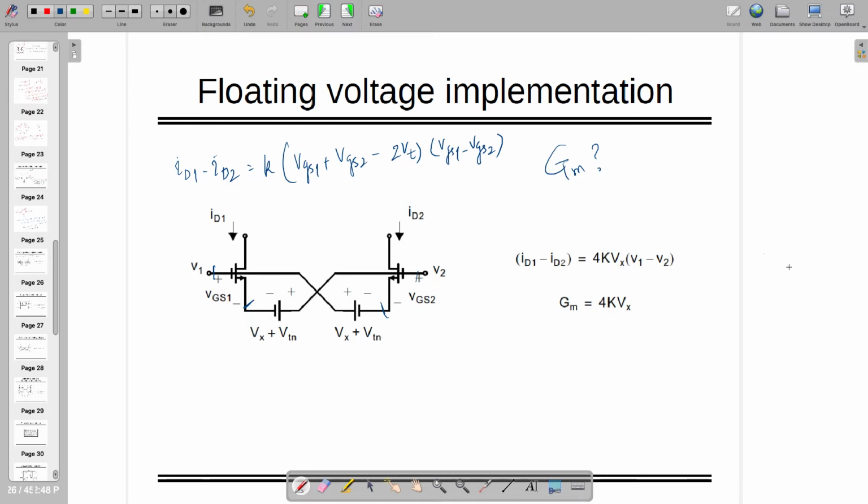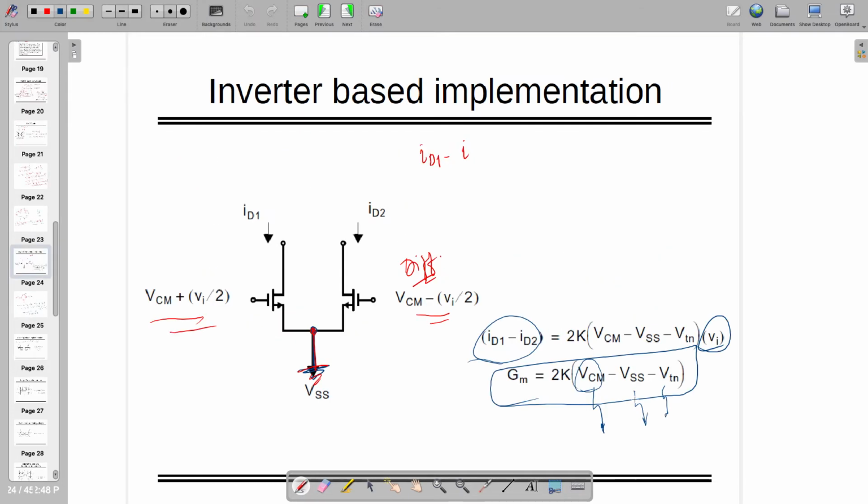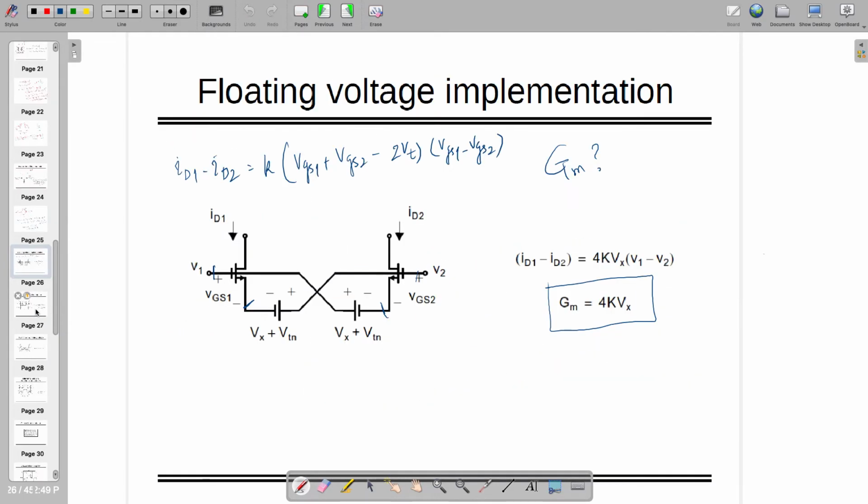So did you get this answer? If you got this answer, then it's a little bit easier than what we had earlier, right? It was a little bit complex in terms of VCM, VSS, so it was depending on different fluctuations also. Like you may have VCM, VSS fluctuating. However, in this case, it's only Vx which is with you. You can design it using capacitors where you can store Vx plus Vtn. It might be some value, right?